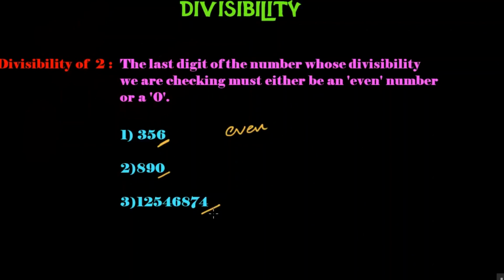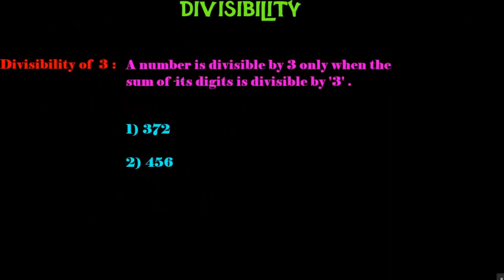Now let's move on to divisibility of 3. Now, a number is divisible by 3 only when the sum of its digits is divisible by 3. Therefore, 372, we will check whether it is divisible by 3 or not. Now, the digits of 372, that is 3 plus 7 plus 2, make 12, which is obviously divisible by 3. Therefore, 372 is divisible by 3.